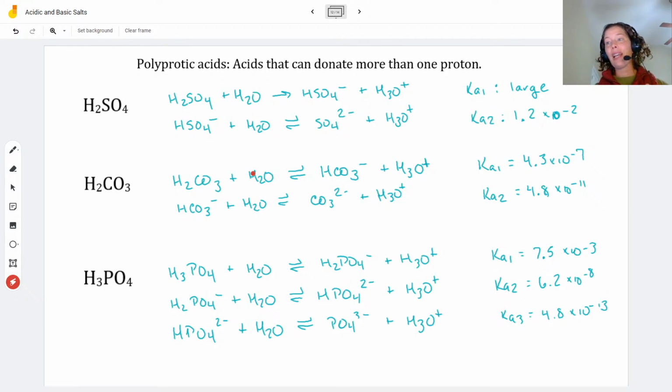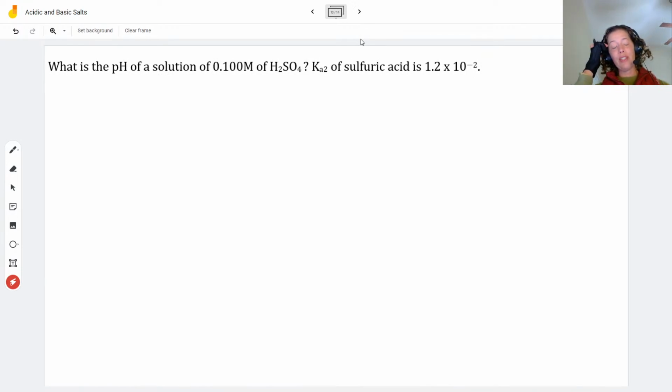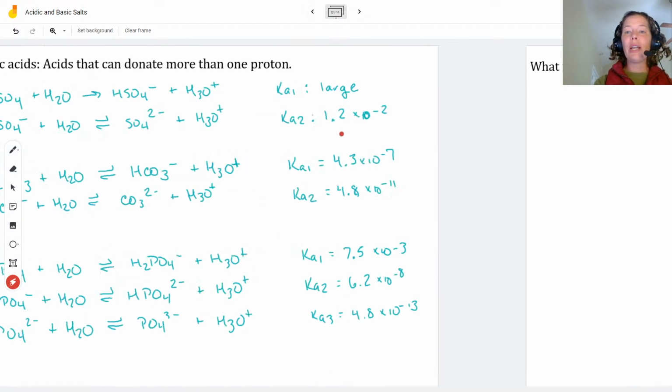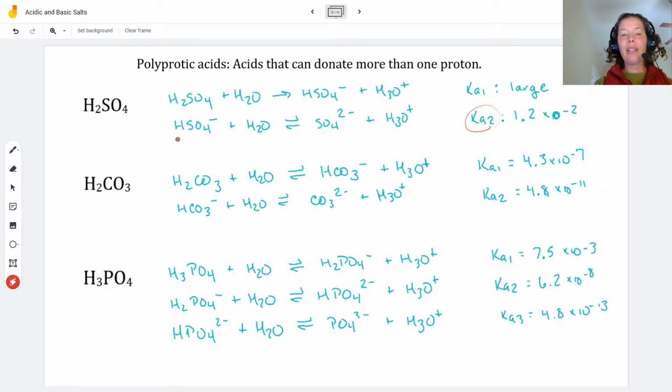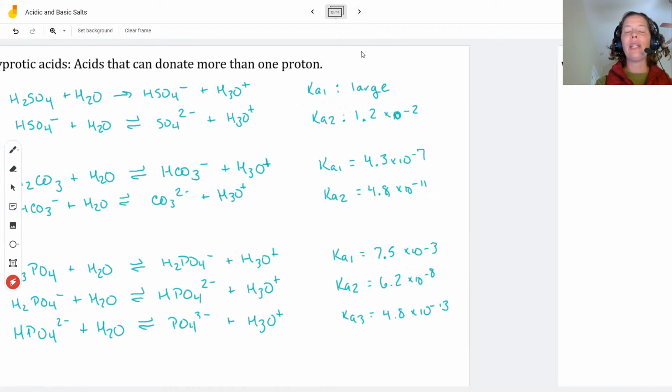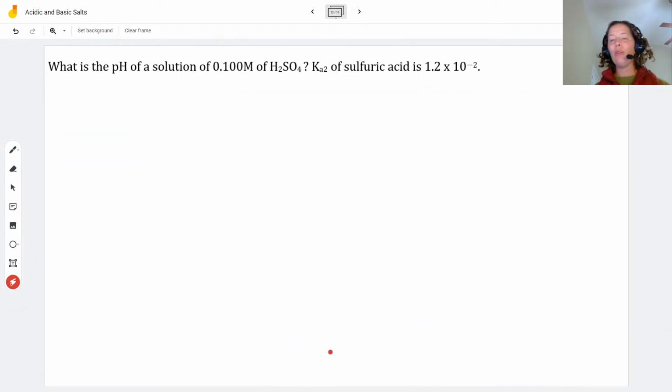So this is the calculation that I would like to go through here. And so I've got it up. All right, so what I want to know is, what is the pH of a solution of 0.1 molar of sulfuric acid? And you can see here, again, I'm given the Ka, Ka2. So once you see that 2 there, you know you're talking about your second step right there. So this is why we label it Ka1 and Ka2. Again, 1.2 times 10 to the -2nd.